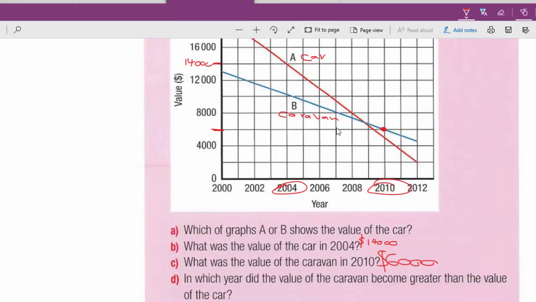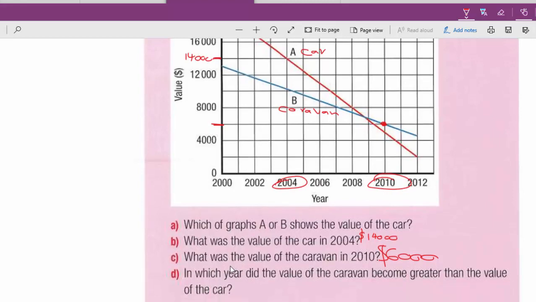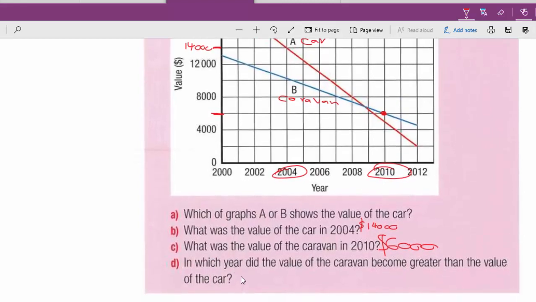In which year did the value of the caravan become greater than the value of the car? Let's say from 2008 to 2010, between them is 2009. From 2009, as you see, the blue line that represents the caravan's value is higher and it's more than the value of the car. So the year is 2009.